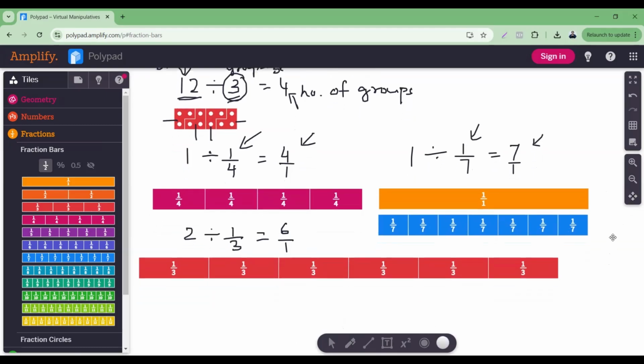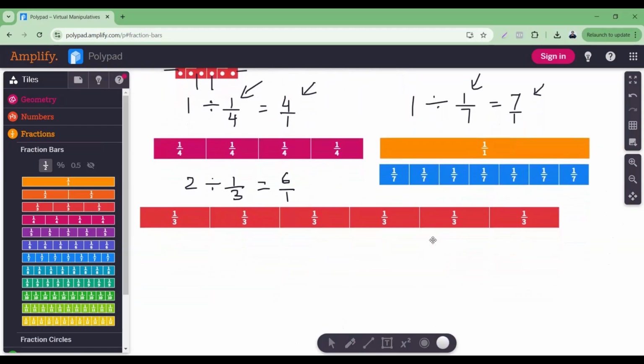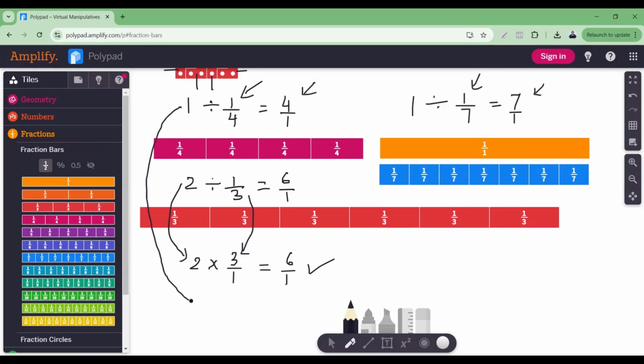Now, the simple way to do division: what if I take the reciprocal of the divisor, 3/1, and multiply with the dividend. So I am getting the answer 6/1, which is correct. Can I do the same thing for the earlier problem? Whatever the dividend is, I keep it as it is. Instead of the division, I do a multiplication. And the divisor, 1/4, I will take the reciprocal of it, that means 4/1.